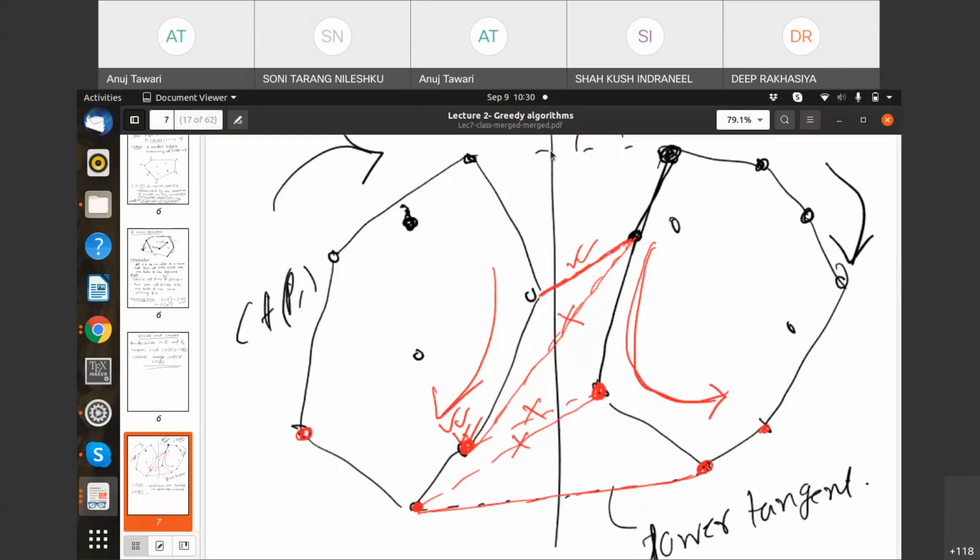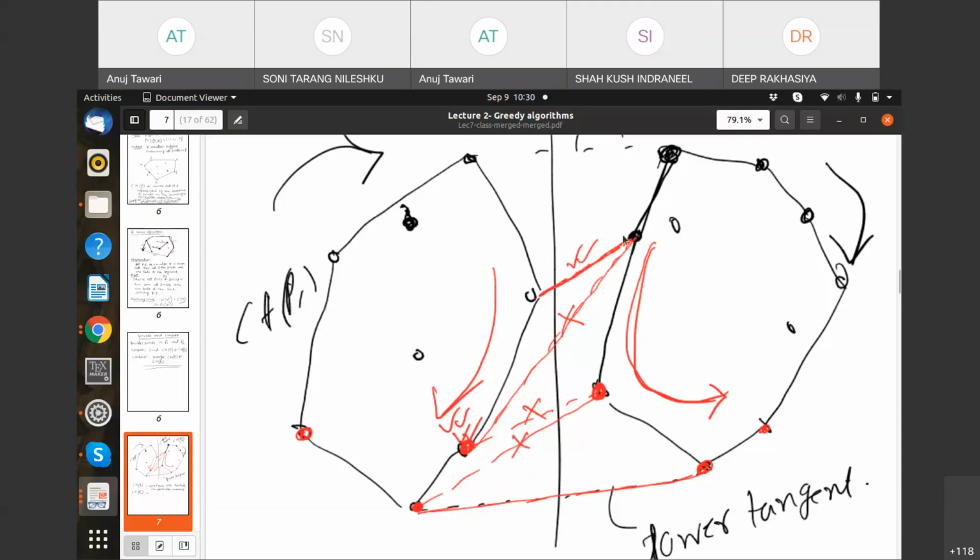And how do we find that? That's the main question. We started with these two points, let's say. And then you process the points. Let's say we move in the clockwise direction here and the anti-clockwise direction here. And then you see, let's say we moved in the clockwise direction here.